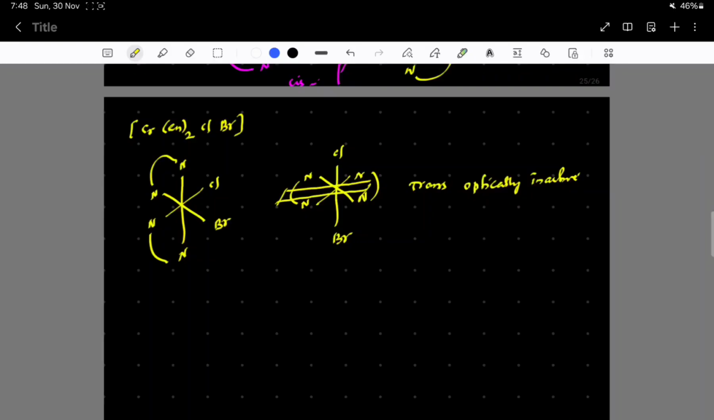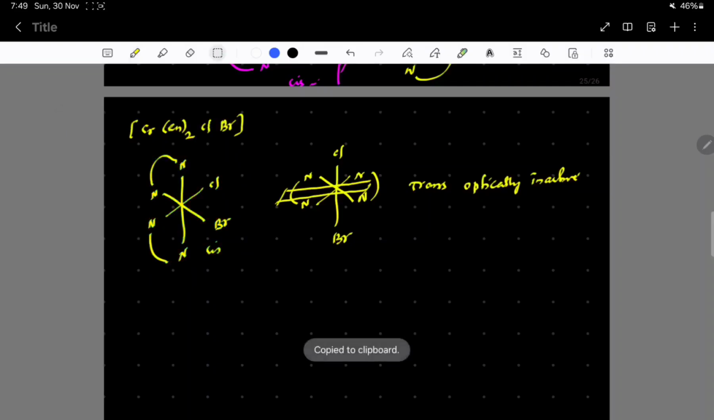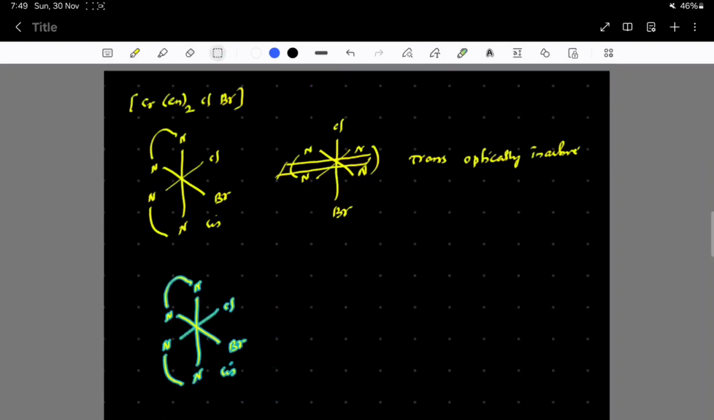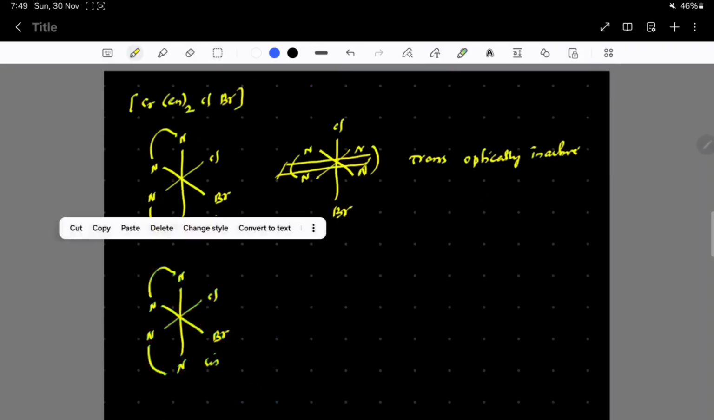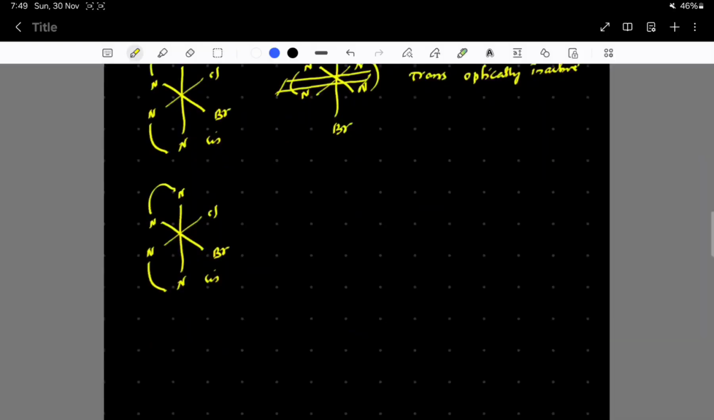Now look at, student, this is the cis case. Now I can write this cis, so it has a mirror image. Now listen, student: if bidentate ligands are present, with 3 bidentate ligands, say the answer, 100% cis is optically active. With 2 bidentate ligands present, student, the cis case is 100% optically active.